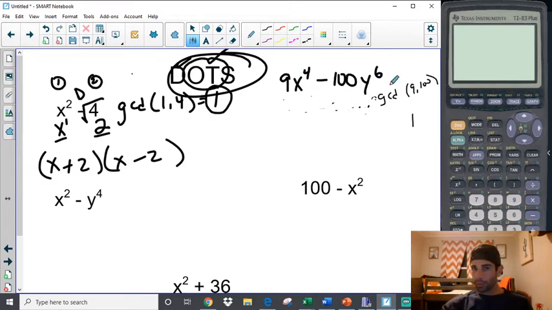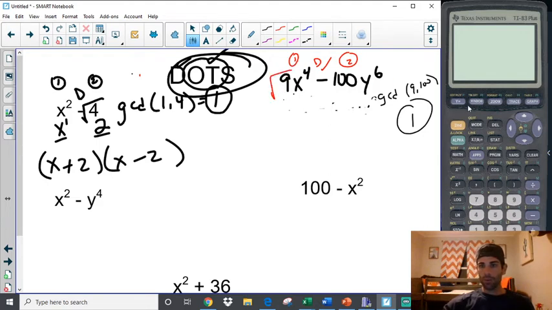What variable do they have in common? They don't. So when it's a GCD of 1 all by himself, we go to dots. Now we go through our checklist for dots. Do we have difference, subtraction? Yes. Do I have 2 terms? Yes, I do. Are these guys all perfect squares?